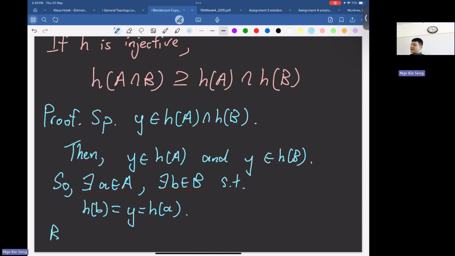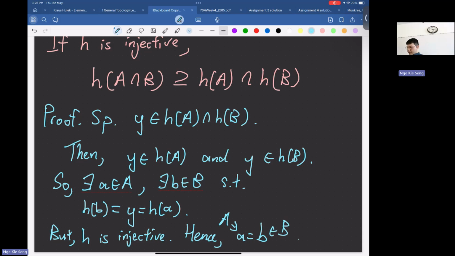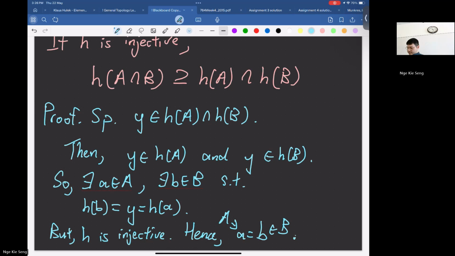But hash is injective, hence a equals b. But a is in A, b is in B. So a and b both live in A intersect B. Okay, good. Can you follow? Okay, very good. Thank you for pointing out this technicality here. Pretty important. The other direction is similar, so you could try it out.